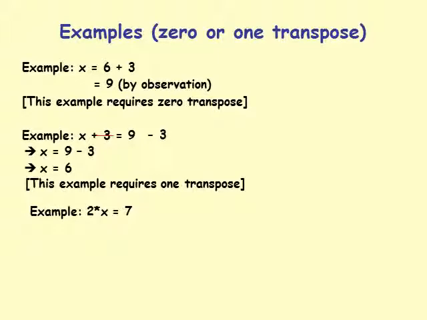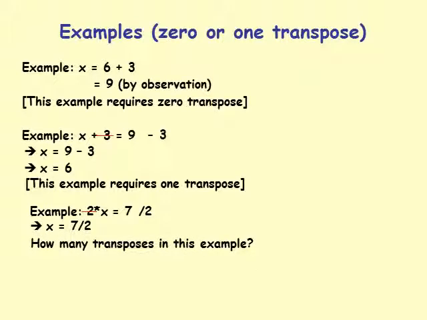Let's continue. The example is 2 times x equals 7. So we have x, a number I'm thinking of, multiplied by 2, and the answer is 7. I'm going to transpose the 2 times from the left, and it becomes divided by 2. A multiplied-by term becomes divided by when I go to the right. So x is 7 by 2. That's the answer. How many transposes were required? Only 1: we transposed multiply by 2 to the right.